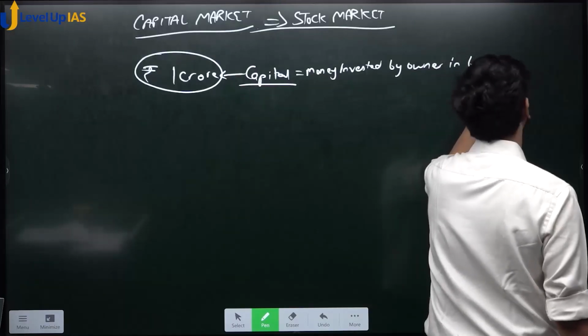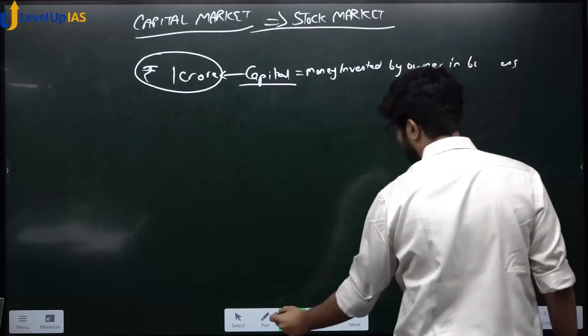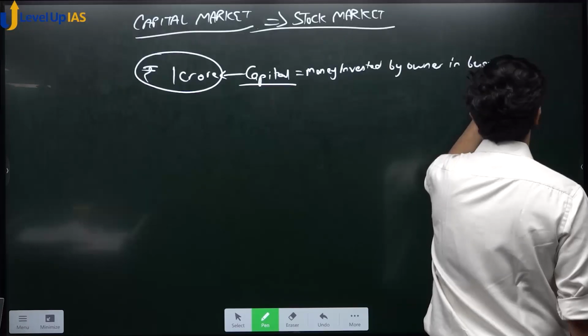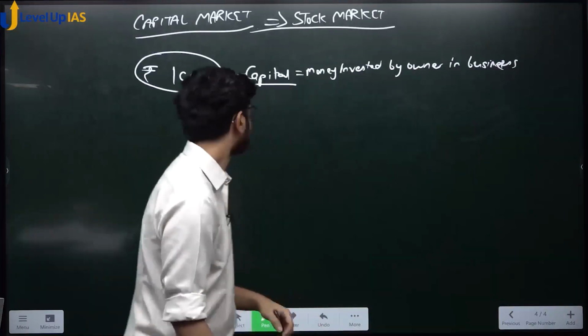ठीक है? Who are the owners? We are the owners. ठीक है? We are the owners.